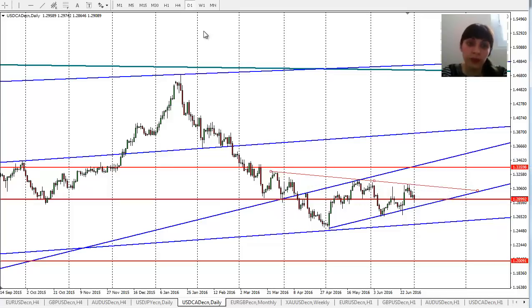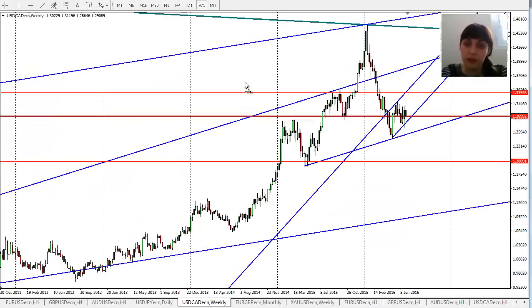So it could possibly be a starting of a downtrend, and if it will be, we can expect it going something like this. But we have some other levels around here, so I think I'll just remove that for now. But just bear in mind, if you will be trading dollar Canadian, bear in mind what the news are going to be, and based on this.